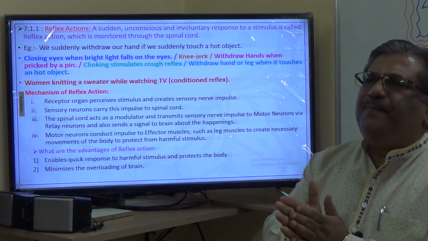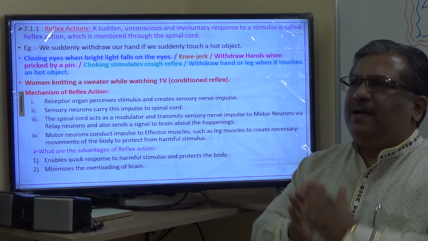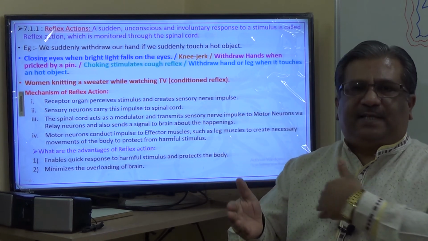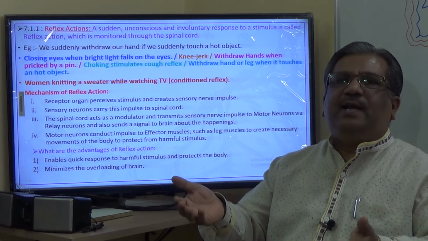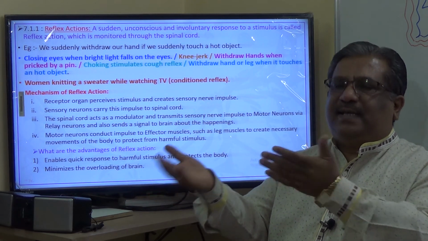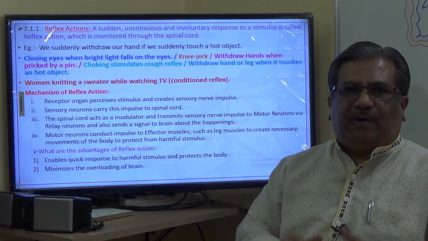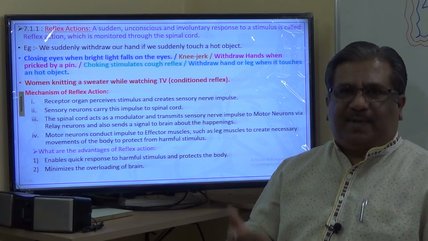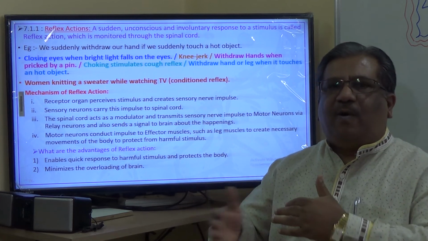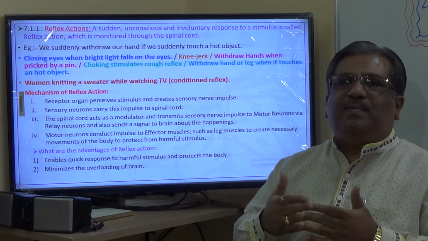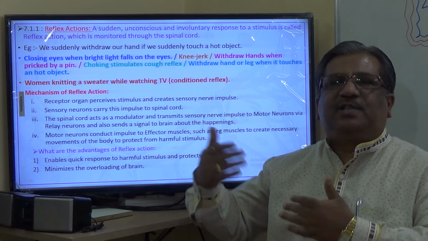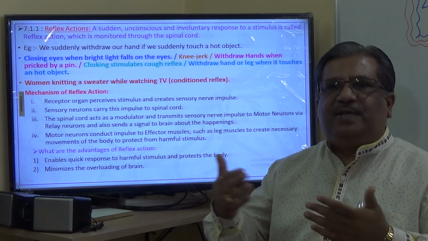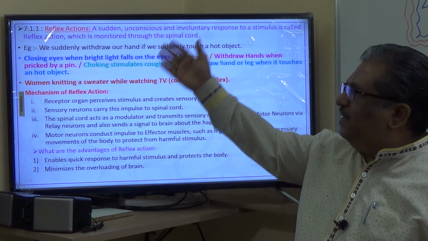Once again, very quickly, receptors will gather information and the electrical impulse is generated. It is transmitted through the sensory neurons to the spinal cord. The relay neurons will transfer those signals from sensory neurons to the motor neurons. Motor neurons will transmit those signals directly to the effectors. Effectors are the muscles, and the muscles contract or relax to cause the necessary movements in the form of response to the stimulus, which caused sensory receptors to generate an electrical impulse. So this is how the reflex action takes place.